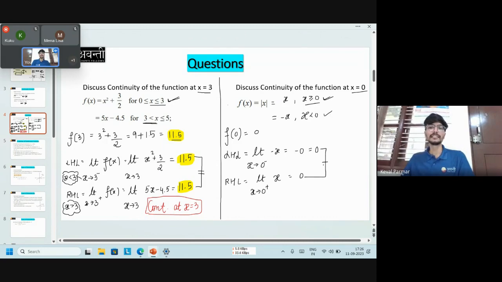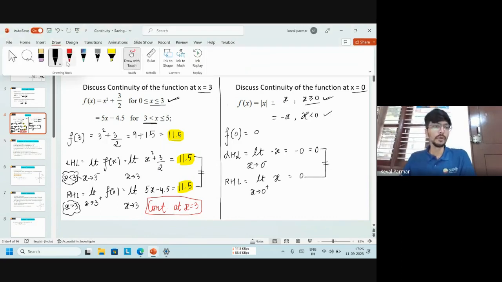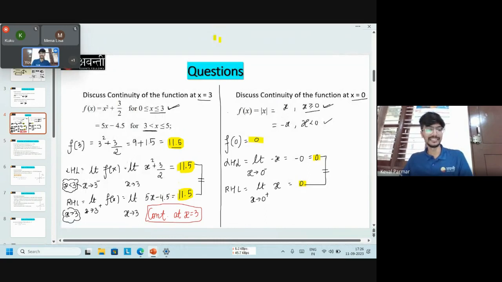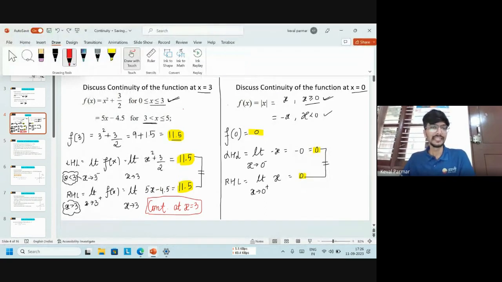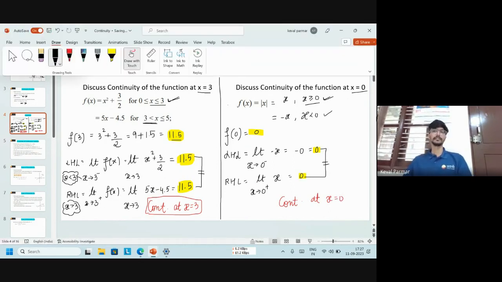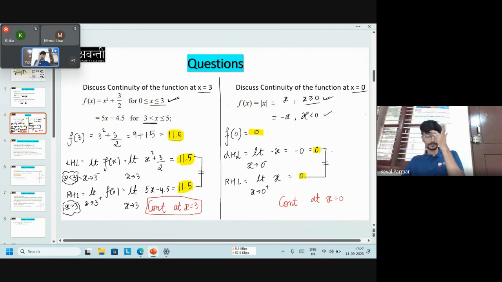LHL equals RHL, and the functional value and the limiting value are the same. So we can say it is continuous at x equals 0. This is my final result. I hope you got it. Right? So it is very clear. We have to just check three things, very simple questions.